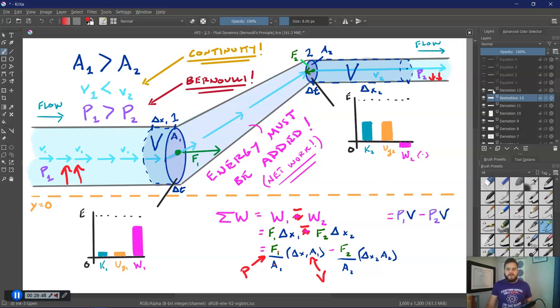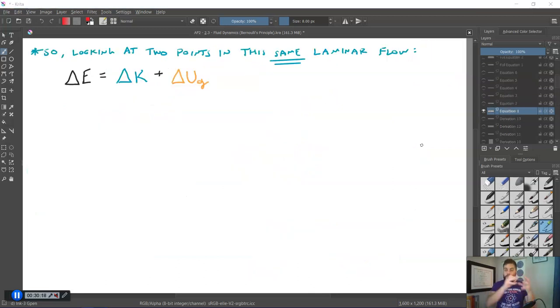So what I've done is I've actually made this a little cleaner and said, okay, I have P1, the pressure at 1, times the volume, minus the pressure at 2 times the volume, keeping in mind that these volumes are actually the same size. So let's say we're comparing one point at the wider pipe and one point at the narrower pipe.